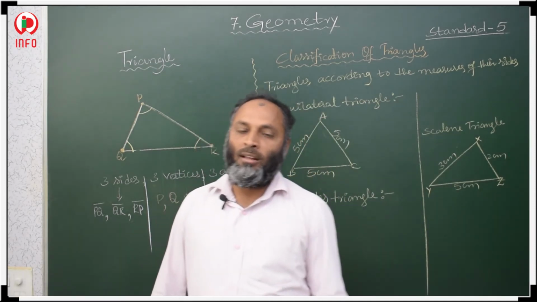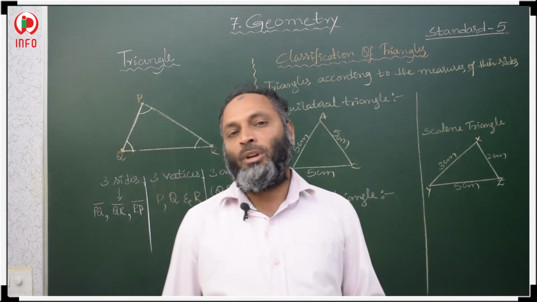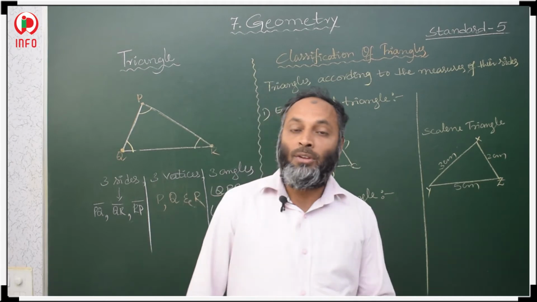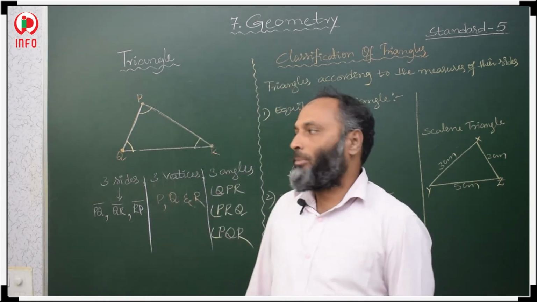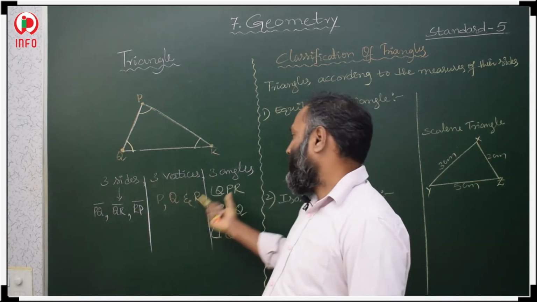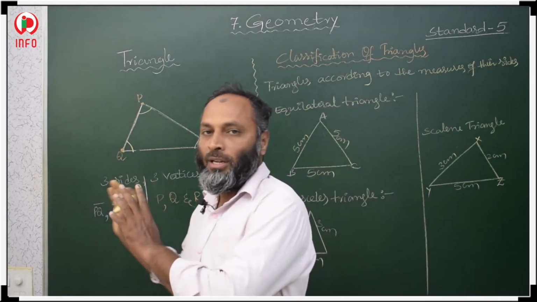What is a triangle? A triangle is a closed polygon with 3 sides. A 3-sided closed polygon is a triangle. A triangle has 3 sides, 3 vertices, and 3 angles. Then how to represent sides? In this way. How to represent vertices? In this way. Then how to represent angles? In this way. Okay, this is about triangle.